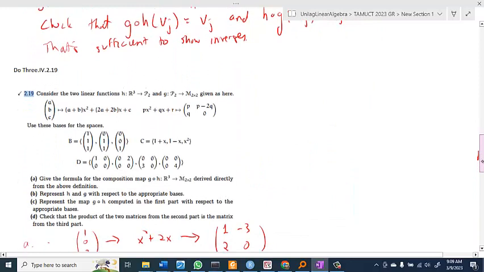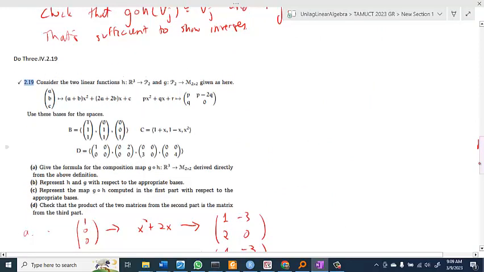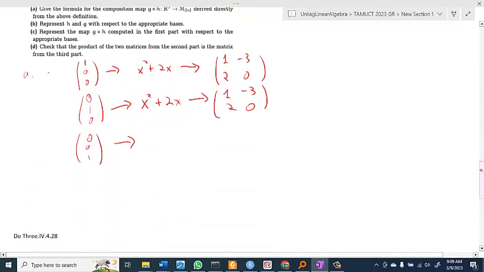Okay, so what does C map to? C maps to C. And C here maps to 0. Okay, so that means that 0, 1, 0 maps to 1, which maps to 0.